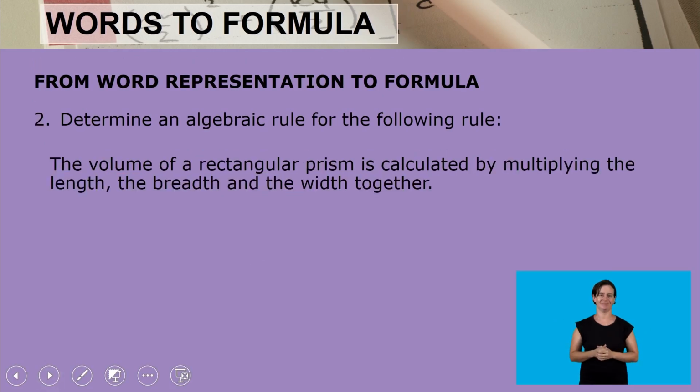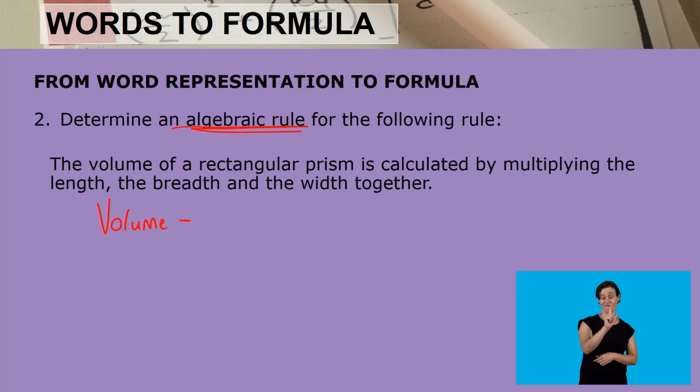Let's look at the next one. It says there, the volume of a rectangular prism is calculated by multiplying the length, the breadth, and the width together. So again, we are supposed to determine an algebraic rule for the statement that has been given to us there. So if we write it down here, we are saying that the volume is calculated by multiplying the length. So that means we are going to multiply the length with the breadth, and that is going to be multiplied with the width.